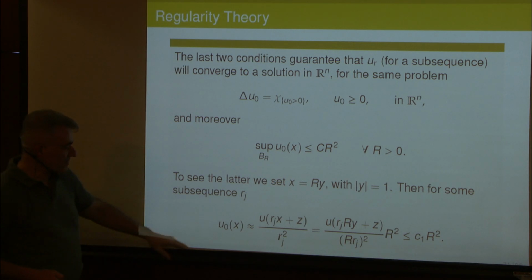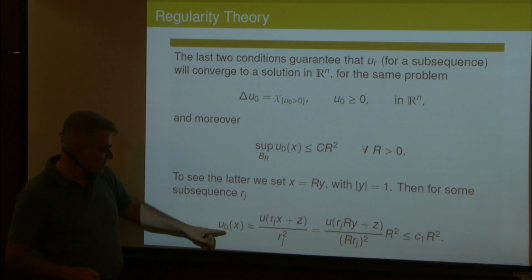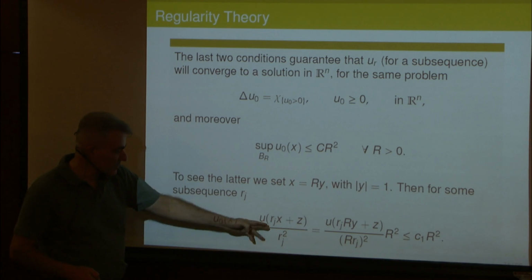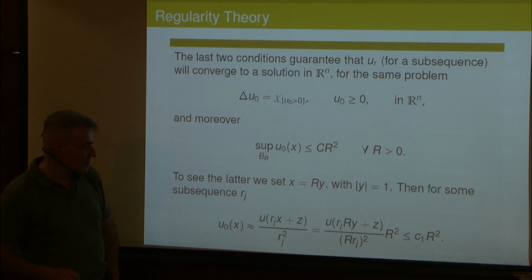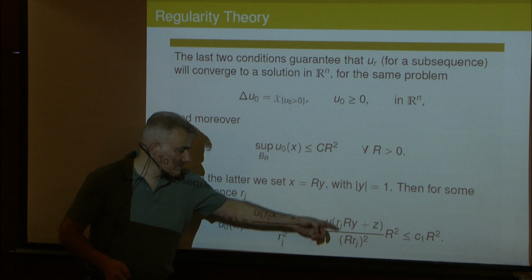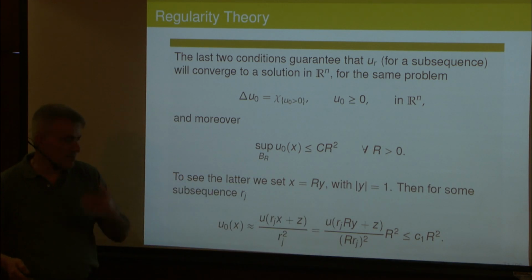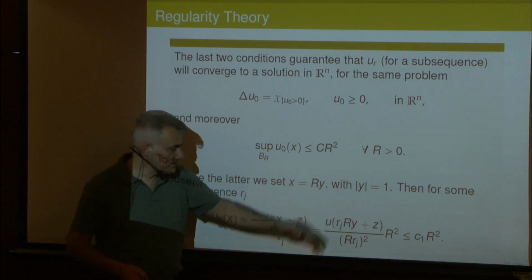So what you do, you take your u_0(x), which is approximately like this guy for the subsequence. So R_j is the subsequence now. And I can take x to be something very large, like R y. And y is like a ball of radius 1 or something.